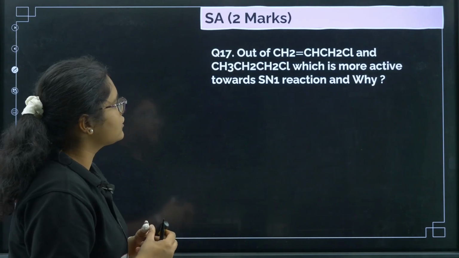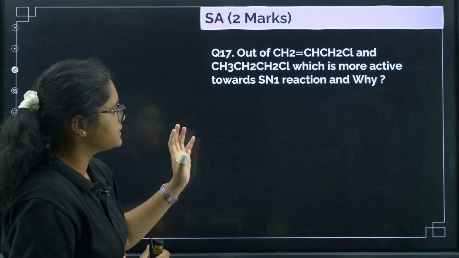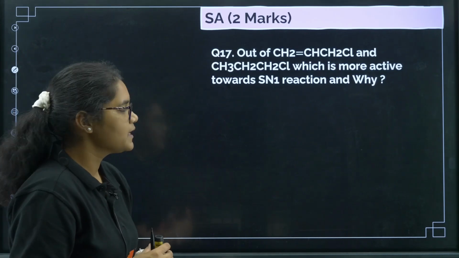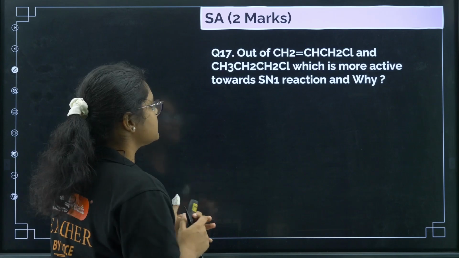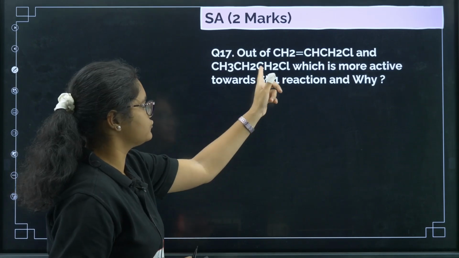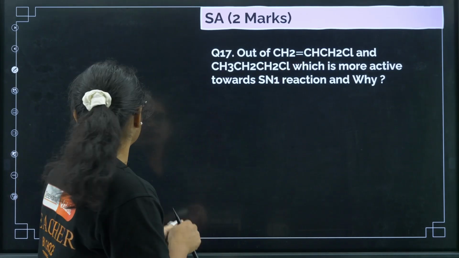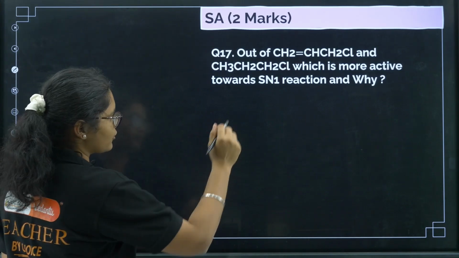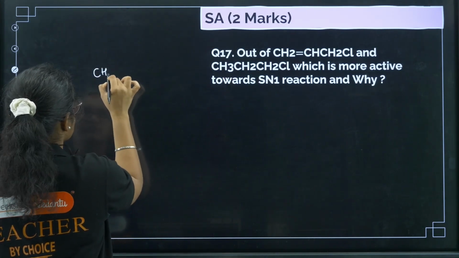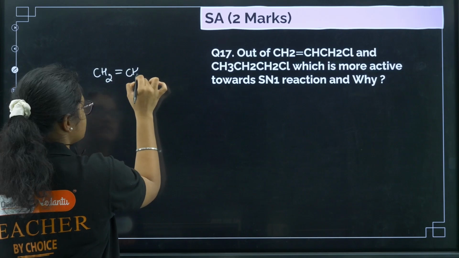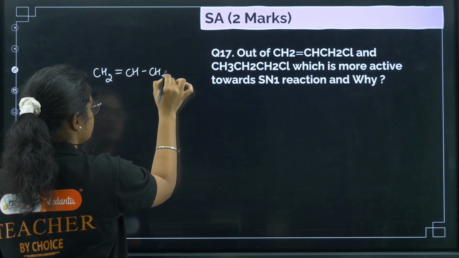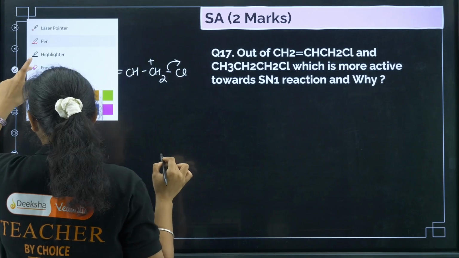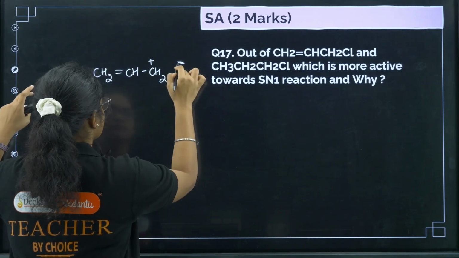Okay, next, out of CH2=CH-CH2Cl and CH3-CH2-CH2Cl, the two compounds are given. Which is more active towards SN1 reaction? First of all you need to write which is more active, out of these two. In SN1, what is the first step? Formation of carbocation, right? In the first one, Cl will go from here and a carbocation will form here. So this is the carbocation for the first one.